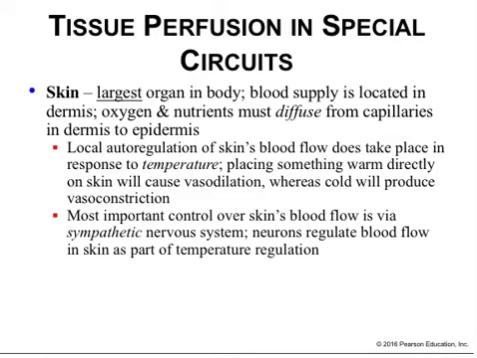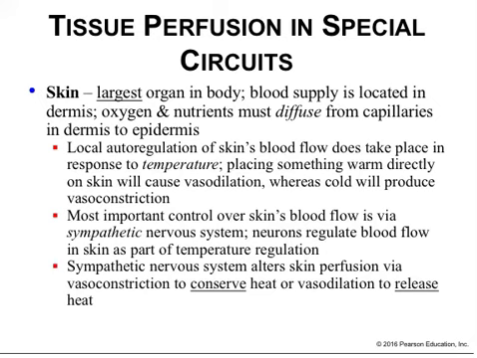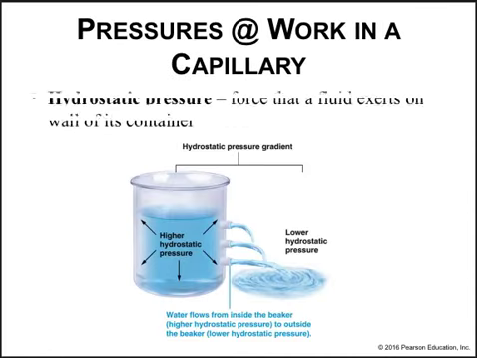Most important in the skin's blood flow is sympathetic nervous stimulation. Neurons regulate blood flow to the skin as part of thermoregulation. The sympathetic nervous system alters skin perfusion through vasoconstriction in order to conserve heat or vasodilation in order to release it. Okay, let's talk a little bit about how pressure produces flow but also promotes water movement.